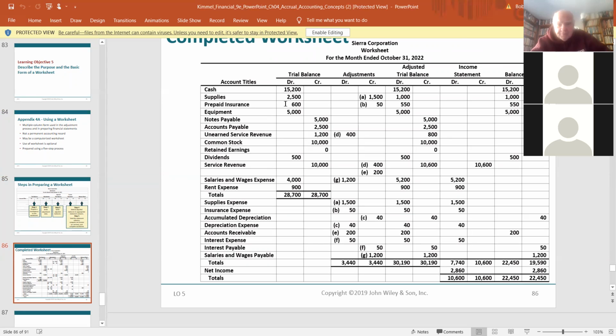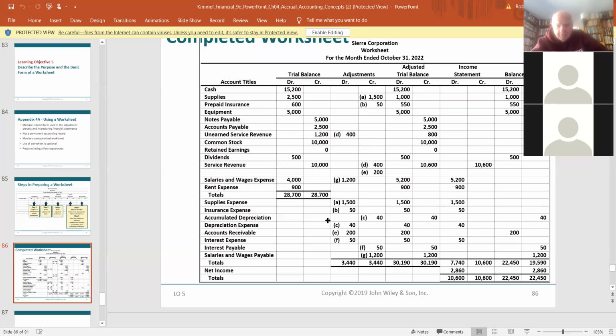Look at supplies. Remember they said we had 1,000 in supplies at the end of the month? That means we have to debit supplies expense for 1,500 and credit supplies for 1,500. So supplies go from 2,500 down to 1,000, and supplies expense goes up from 0 to 1,500.